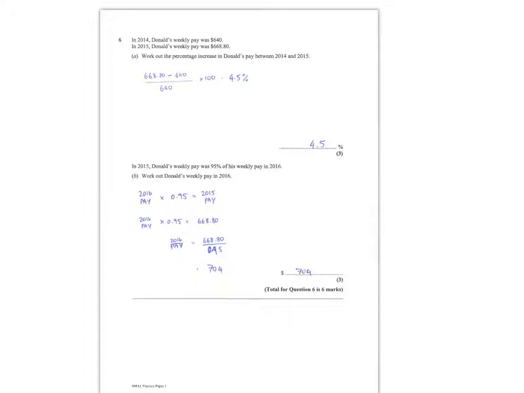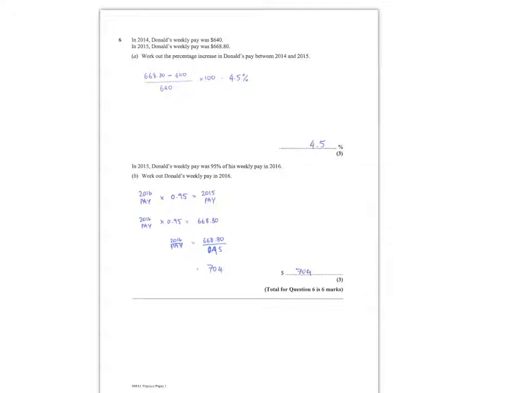In order to work out the percentage increase in Donald's pay, we need to look for the difference between the pay divided by the original pay times 100. So the difference between the pay, £668.80 minus £640, divided by what he got in 2014, £640, times by 100, 4.5%.